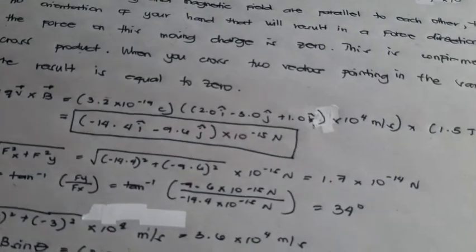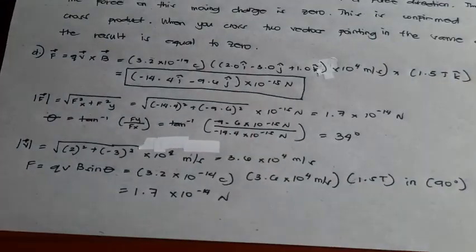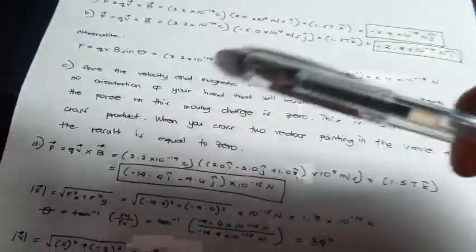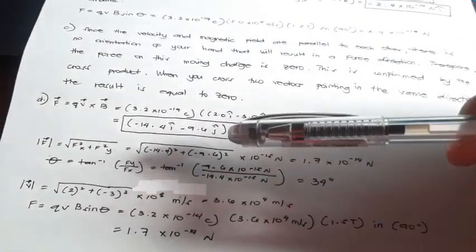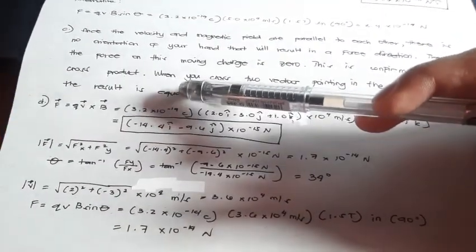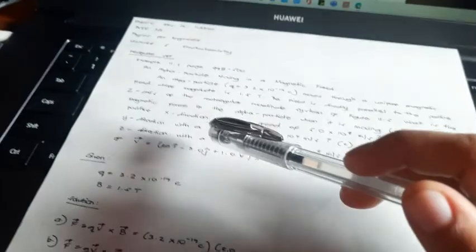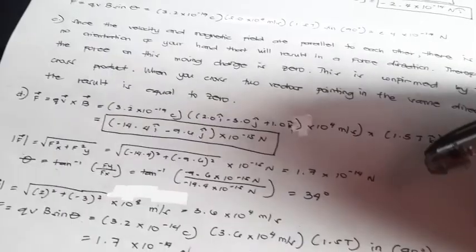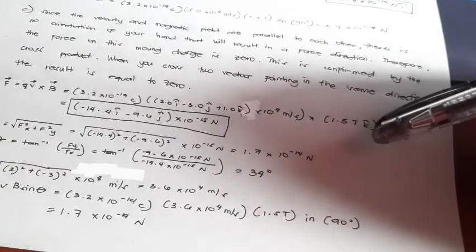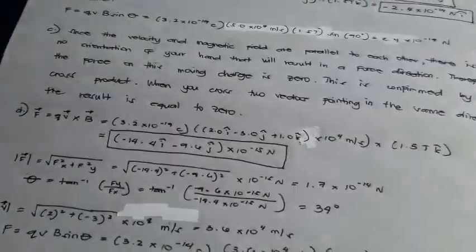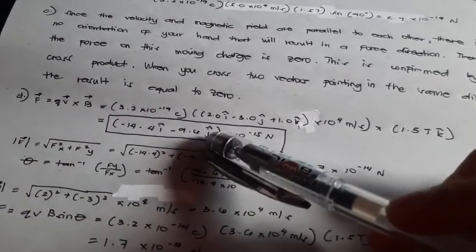So we must use this equation. Then we just substitute the given values. So Q is the charge of the alpha particle, then the velocity. Since the force is what we are looking for here, then we also use the magnetic field, which is 1.5 T. Then we simplify, and we can get this answer.